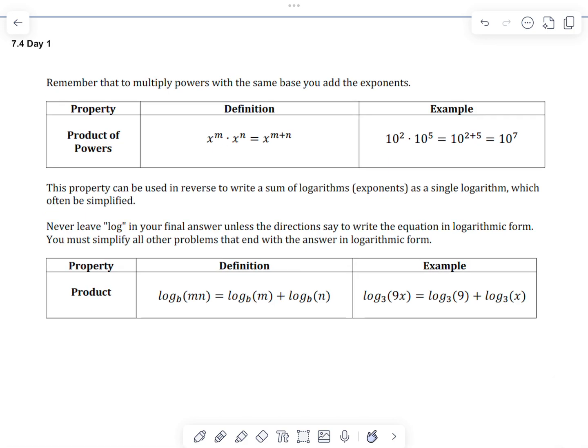Remember that to multiply powers of the same base, you add the exponents. This was in a previous lesson review. It's called the product of powers. So the bases are the same. That means the exponents will just be added together when we multiply. This property can be used in reverse to write a sum of logarithms as a single logarithm. Never leave a log in your final answer unless the directions say to write the equation in logarithmic form. You must simplify all your problems at the end.